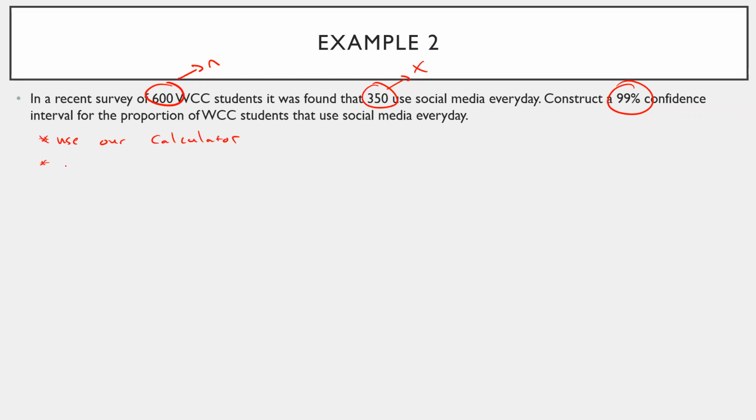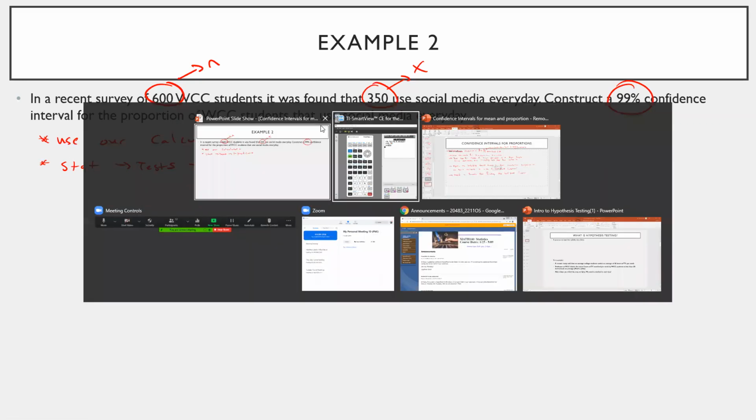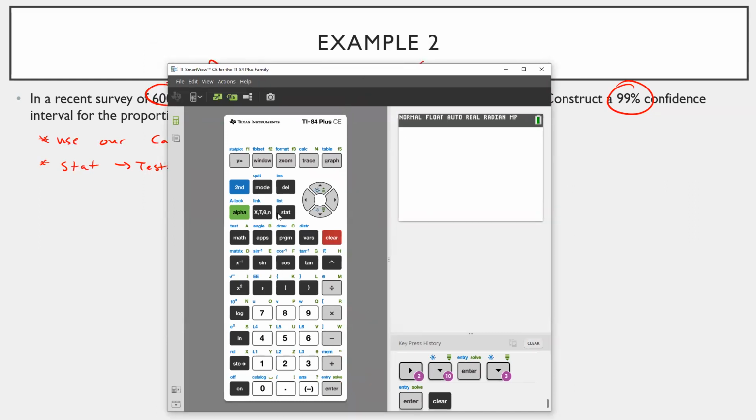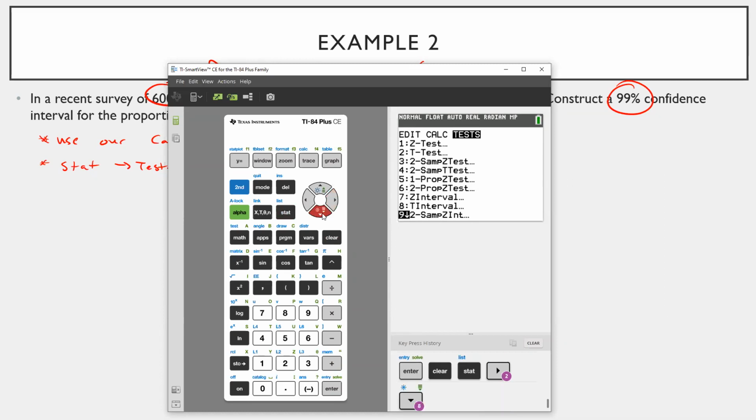Okay, so you're going to press the stat button, you're going to scroll over to tests, and then you're going to always scroll down to 1-prop z int. Always, always, always. And then once you see this, this is literally how easy it is. So you're going to press your stat button, scroll over to tests, and it's 1-prop z int.